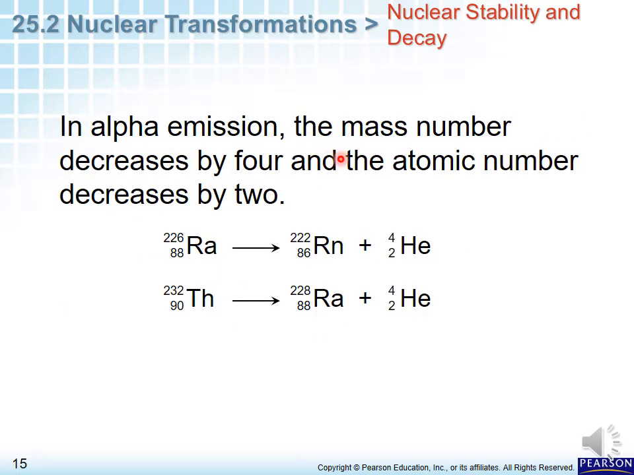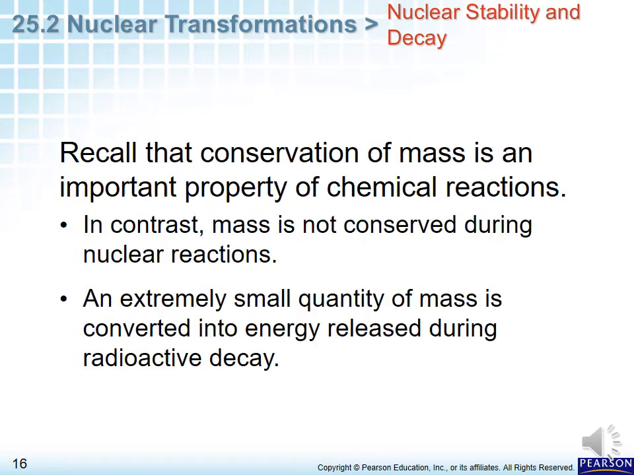In alpha emission, the mass number decreases by 4 and the atomic number decreases by 2. So you can see here radon and radium 88 become 86, and an alpha particle is eliminated here. Then 90 becomes 88, and an alpha particle is eliminated.